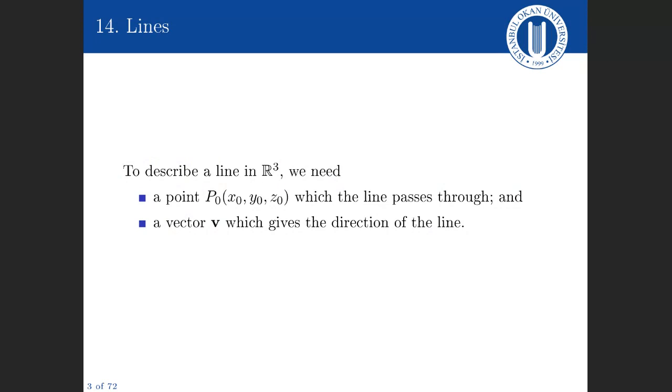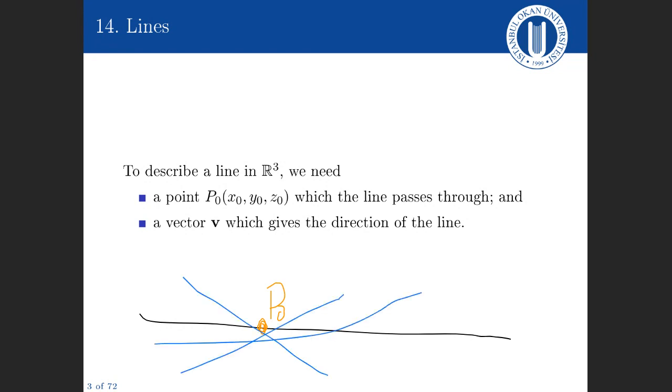We're interested in lines in three-dimensional space. To describe a line, we need a point on the line, which we're going to call P0. But of course, there's many lines passing through the point P0. To describe one particular line, we use a vector which tells us the direction of the line which passes through P0. This vector we're going to call V.